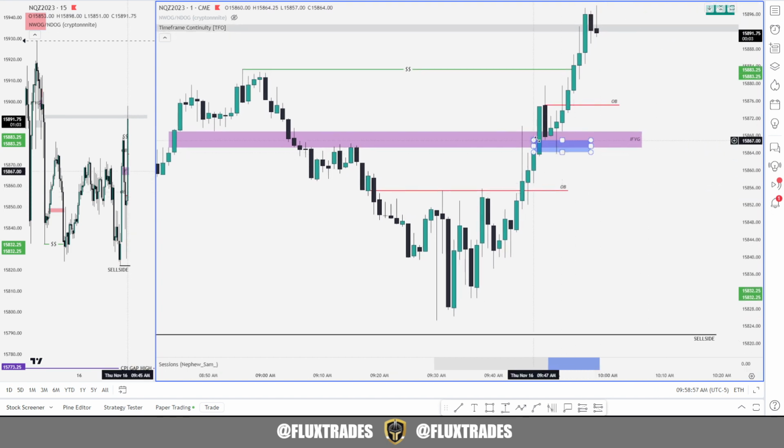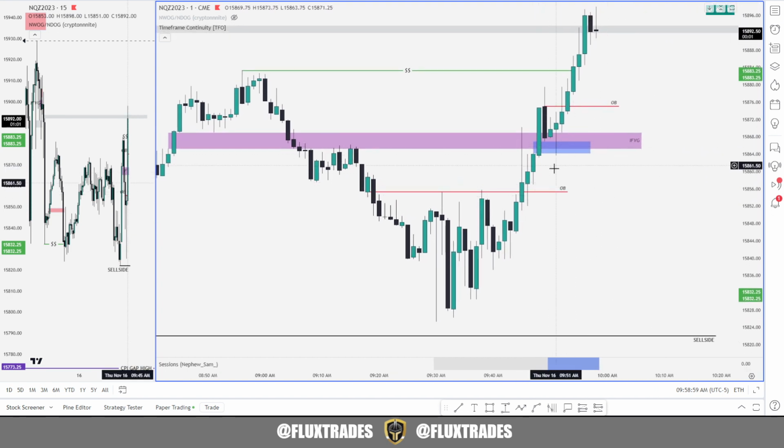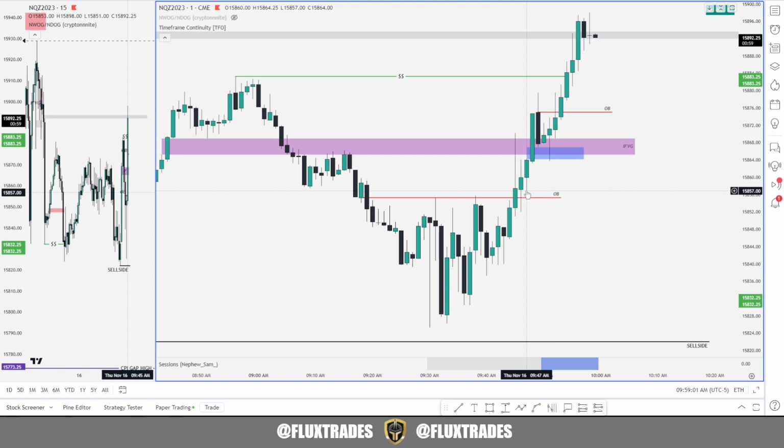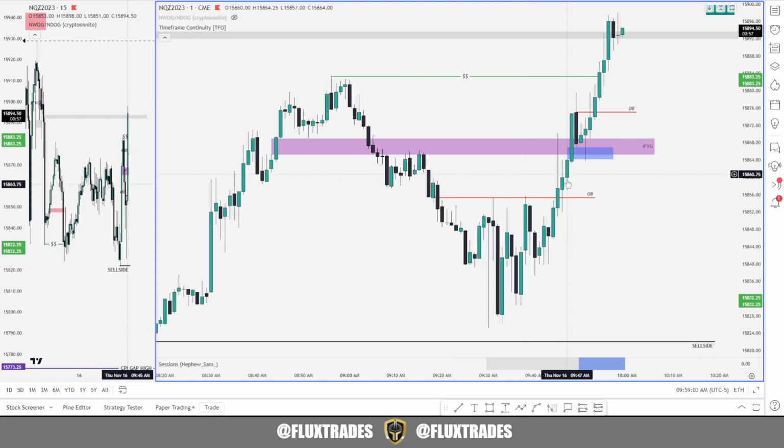So stop, once you entered off of this fair value gap, would be probably below the entire fair value gap range. This 3 candle pattern obviously creates it. So stop would be below here, 15,857. I'm liking that because we have order block, inversion, and this gap. If you wanted to, you could trim your stop to here, 15,860. That's below 3 PD raise.